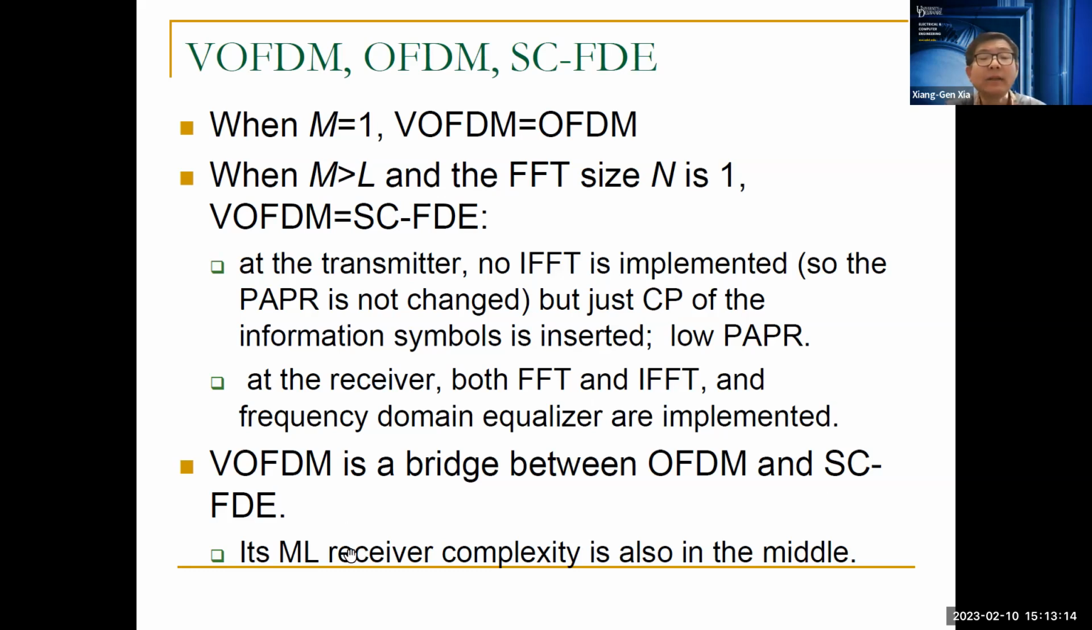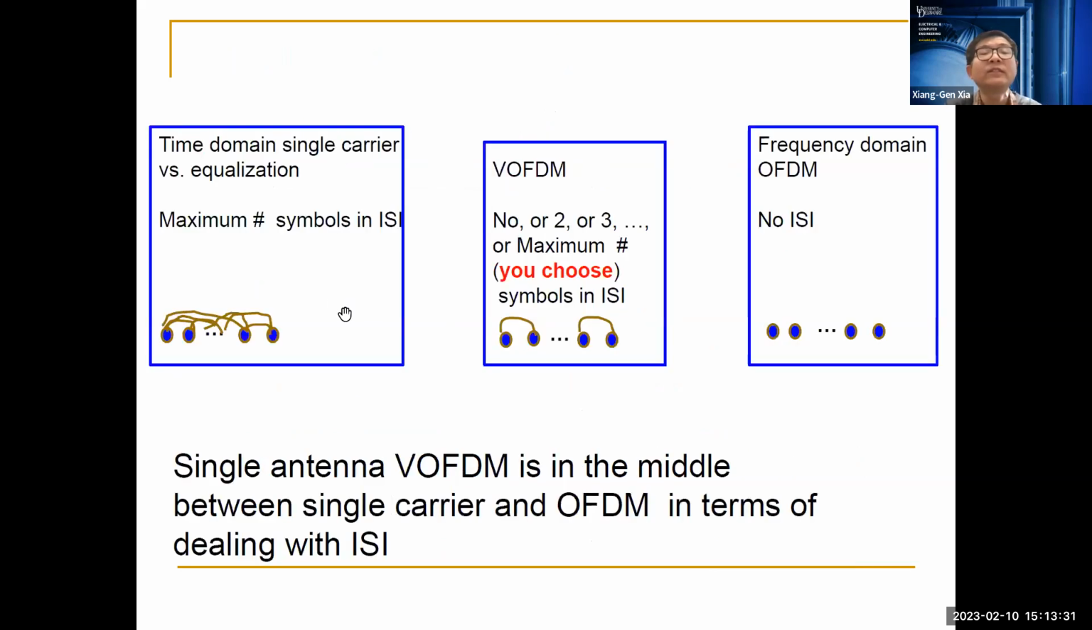All right, and clearly the ML receiver complexity is also in the middle. Because when we talk about the ML receiver for each vectorized channel, when the vector size is higher, it's more complex, right? But in other words, let me summarize here. So this is a time domain single carrier approach with equalization.